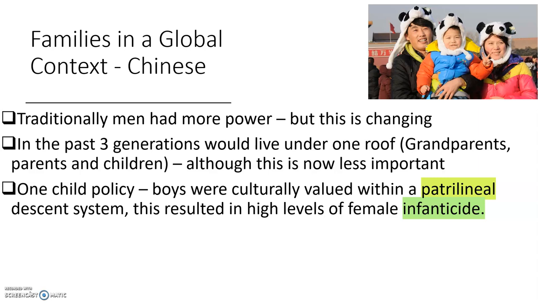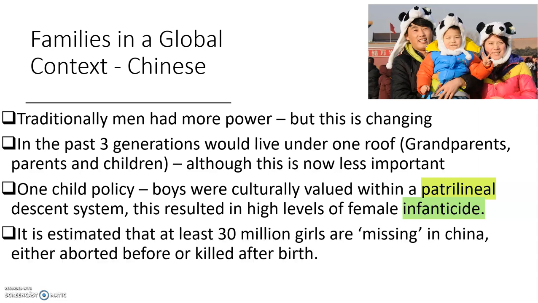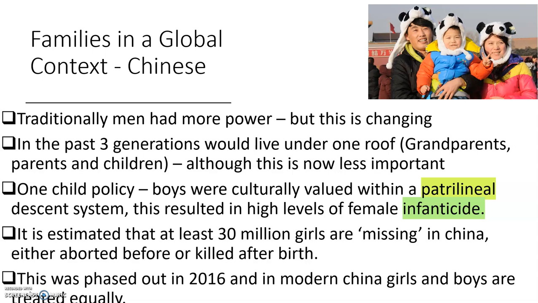The one child policy obviously was a big thing, so boys were culturally valued, particularly more than females, and there was a lot of female infanticide. Infanticide is the term used, I think, for death under 2. So a lot of young females, when they were born, were either aborted or killed. So there are quite a lot of girls missing in China because they were deemed as less valued. But this policy was phased out in 2016, and in modern China, girls and boys are treated more equally, and there is a push for equality there.